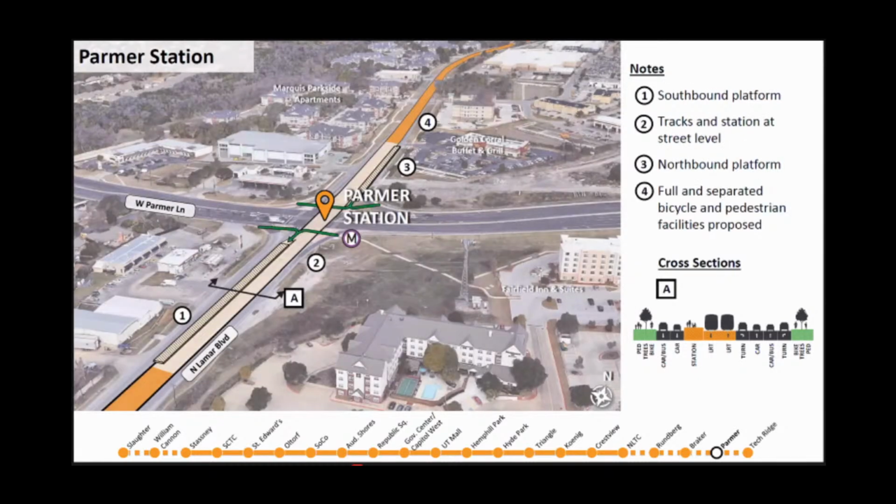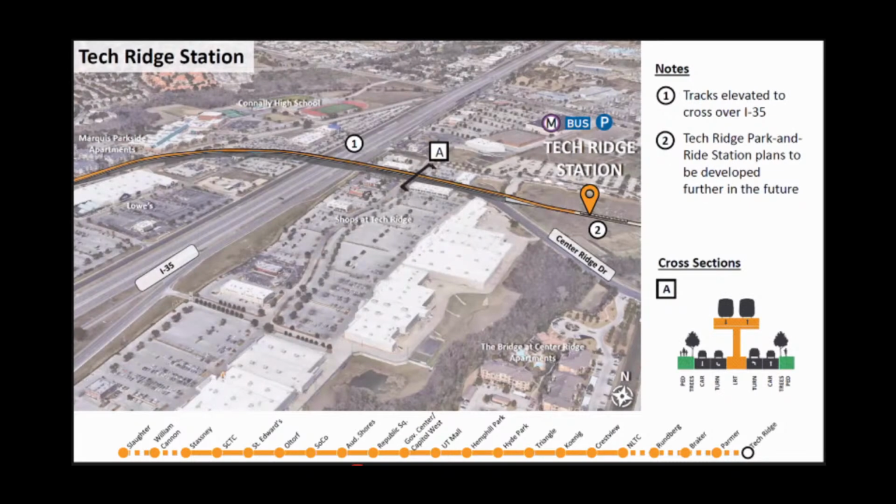In the area of the proposed Parmer station, the tracks would be at street level. The Parmer station is proposed as a split platform to the north and south of Parmer Lane. Full and separate bicycle and pedestrian facilities are shown in this area as well. Traveling north, the tracks begin to gain elevation to cross over I-35.